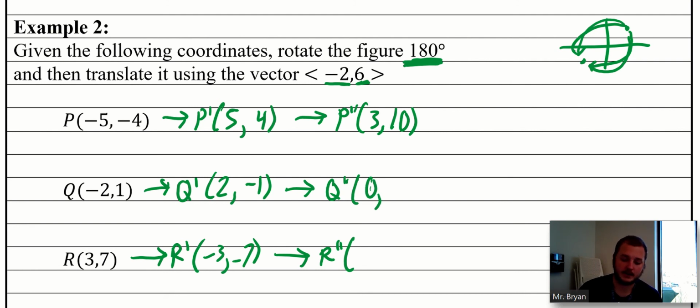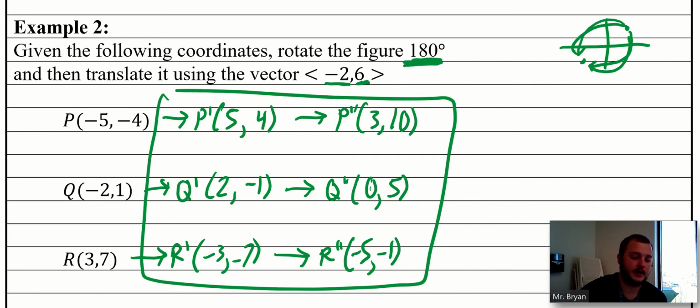And then when I add 6 to the second coordinate, or the y coordinate, -1 now becomes +5. Last one here, R double prime, we have -3, we subtract 2, so that's going to be -5. And then when I have -7 and I add 6, remember that's getting closer to 0, and that would be -1. And again, just like before, these are my final answers here.